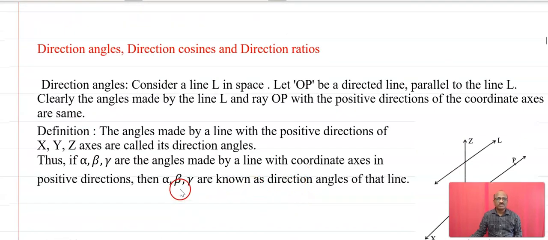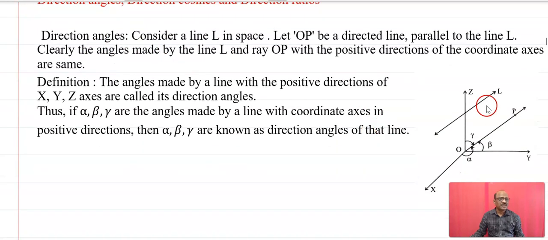Now the next is a very important topic: direction angles, direction cosines, and direction ratios. Direction angles. Consider a line L in the space. This is the line L in the space. Let OP be the directed line parallel to our line L. Clearly, the angles made by the line L and ray OP with the positive directions of the coordinate axes are the same. That is, this line L and OP make the same angles with the coordinate axes.